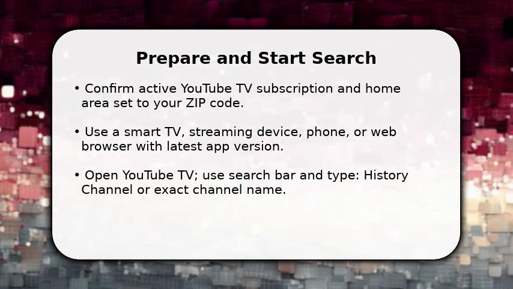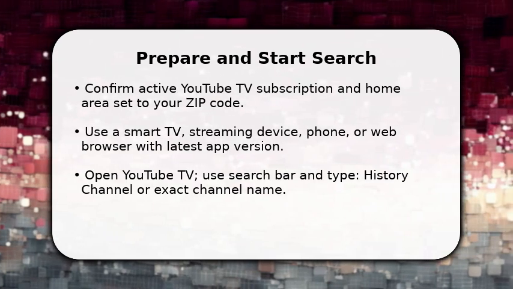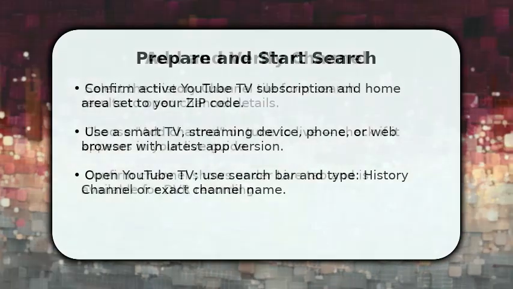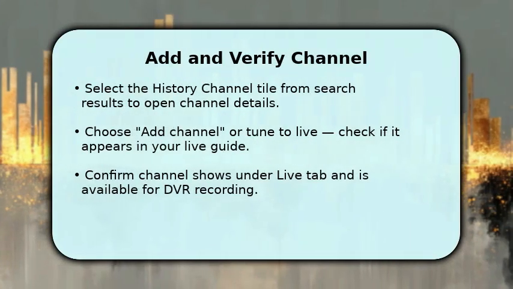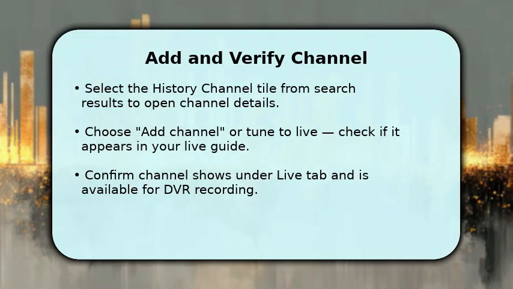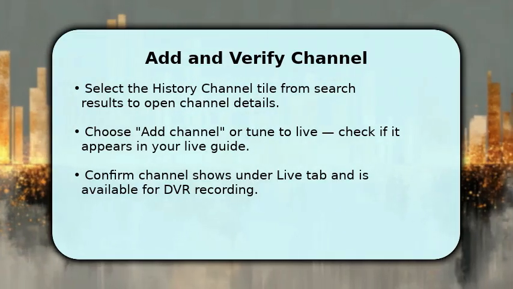After finding the History Channel tile, select it to view details. The app explains if it's included in your plan. If an add or subscribe button appears, follow prompts to add the channel to your guide.